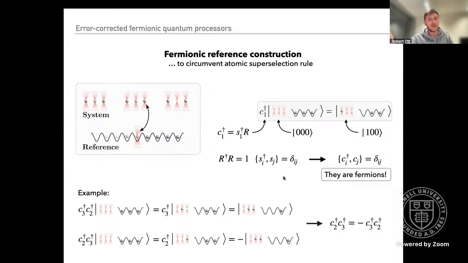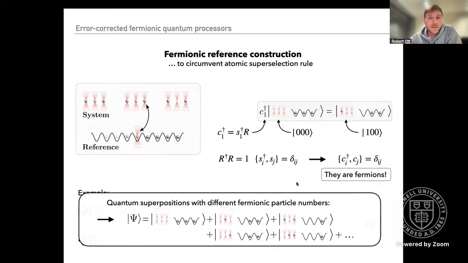Okay, and the defining property of this R is basically this operational task of taking the last occupied mode of the fermionic reference and annihilating the fermion there, and vice versa for R dagger. Okay, and that's basically it with this construction.